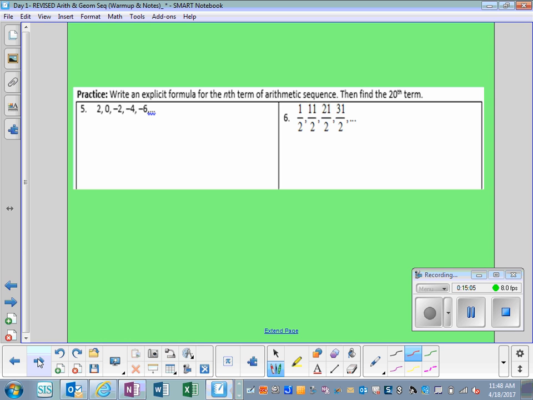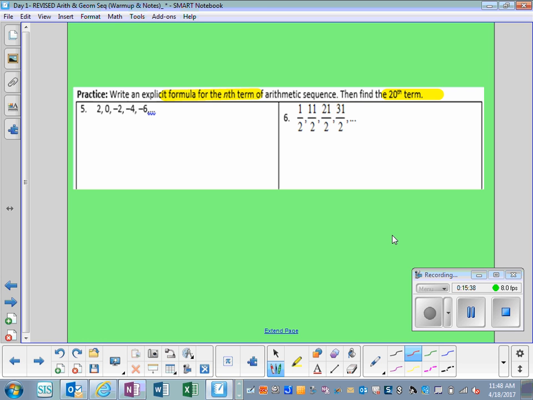So let's practice. Write an explicit formula for the nth term of the arithmetic sequence and then find the 20th term. Please read the instructions on quizzes and tests. This question has two parts: the formula for the nth term and then the 20th term. There are two answers that you need to provide. Looking at this sequence, we don't even need to check because we are told this is an arithmetic sequence.